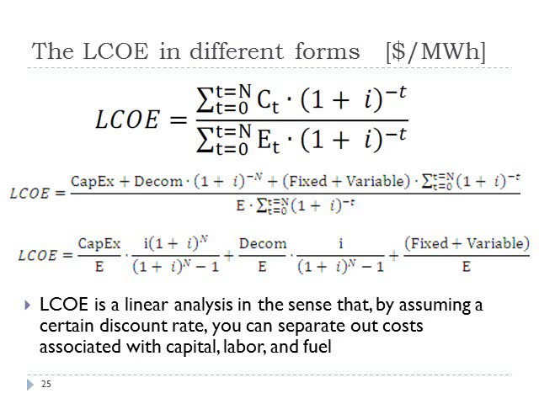And then your decommissioning factor has a similar form, if you have decommissioning costs at year N and capital costs happening at year zero, this is what this equation would look like. And then at the end you have some kind of fixed and variable, and that's going to include fuel. Those are given in dollars per kilowatt hour. So you can think of an LCOE as a linear analysis in which you assume a certain discount rate, and that's what allows you to separate out costs associated with capital, labor, and fuel. It's going to be the summation of all these different terms.